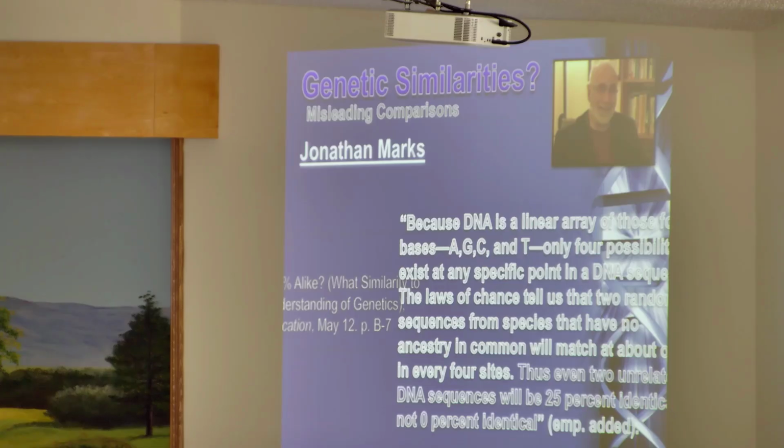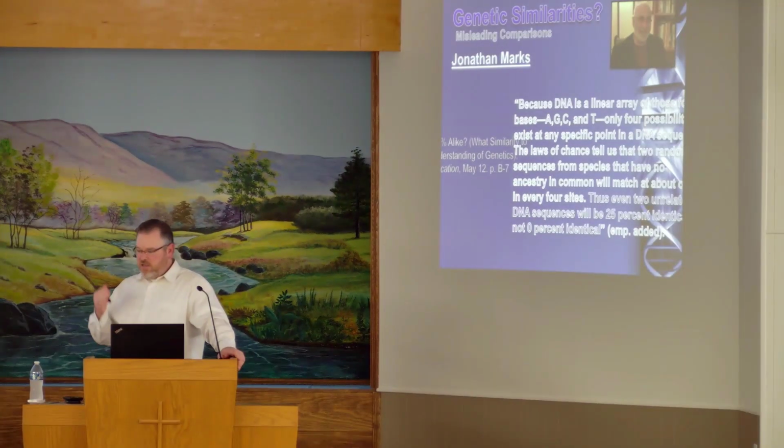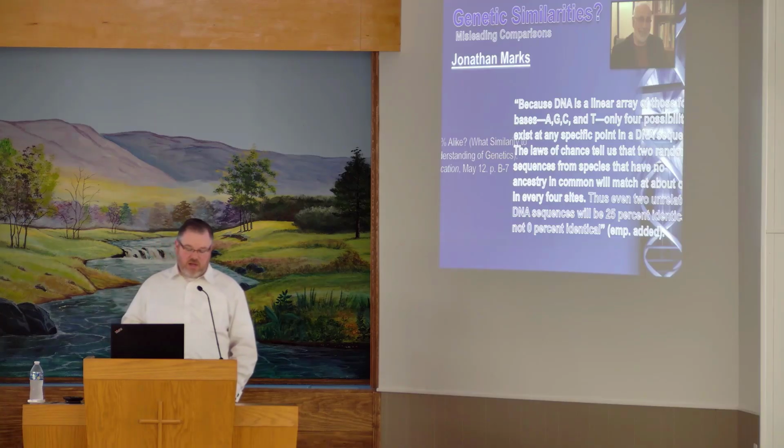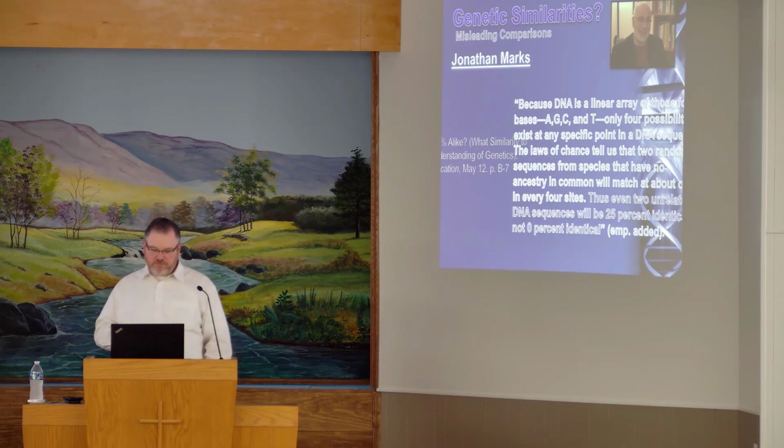Thus, even two unrelated DNA sequences will be 25% identical, not 0% identical. That makes sense to you? So in other words, because at any given point in the DNA you've only got 4 choices, even two totally unrelated genomes are still going to appear to be 25% identical, because there's only 4 possibilities at each point, and even just chance would say they're going to end up lining up at least 25% of the time.